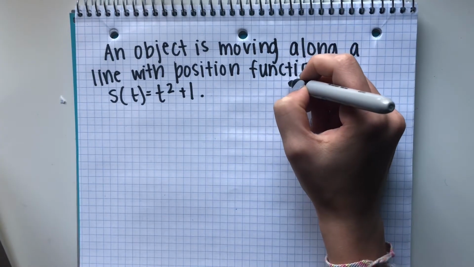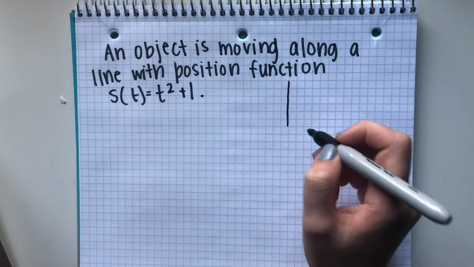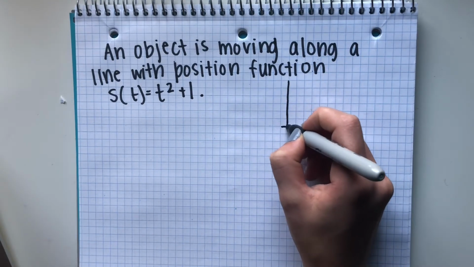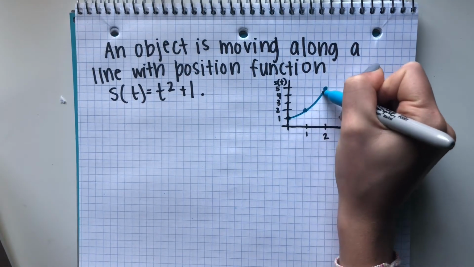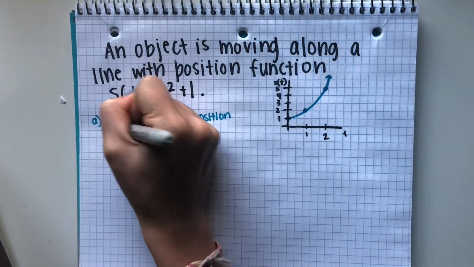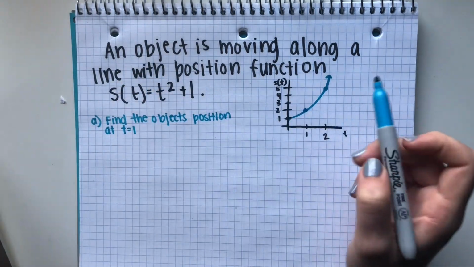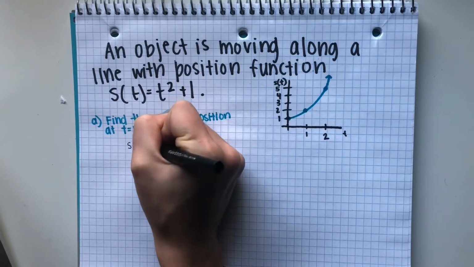We have an object moving along a line with position function s of t equals t squared plus 1. Here I am drawing a position time graph for this function. As you can see, the function slopes upwards. Part A asks us to find the object's position at t equals 1. We can use the graph to find this, but we're going to plug into the function instead.